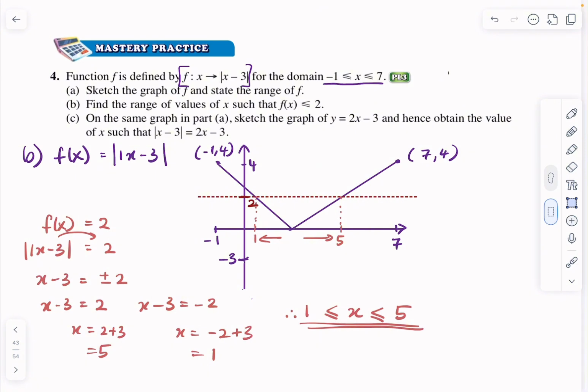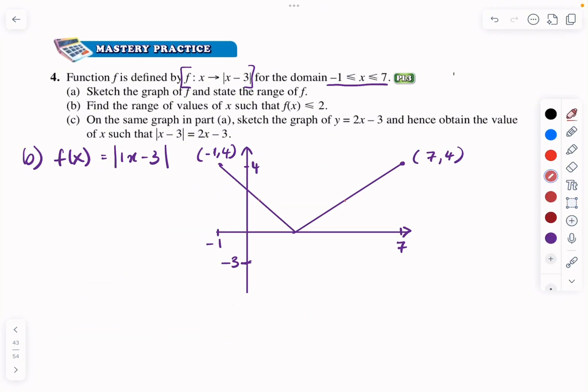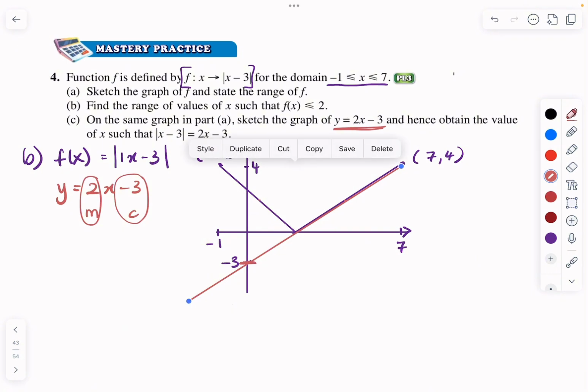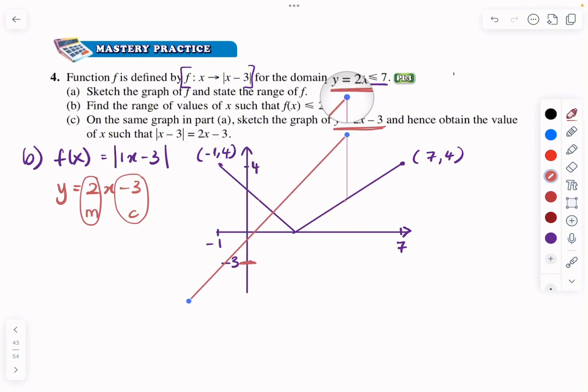Then, question C. On the same graph in part A, sketch the graph of y = 2x - 3, hence obtain the values of x such that this equals that. Let's draw y = 2x - 3 first. So this is m, this is c. Our y-intercept is still negative 3 and our gradient is now 2. Just now our gradient was 1, so we got that line. Now our gradient is 2, so it will be a bit steeper. It will be somewhere here.